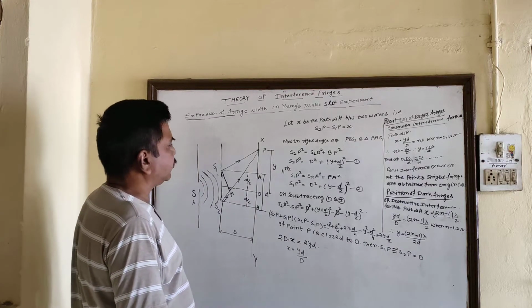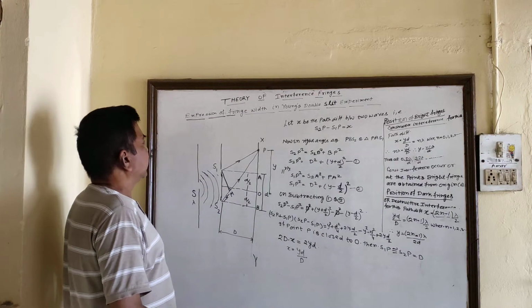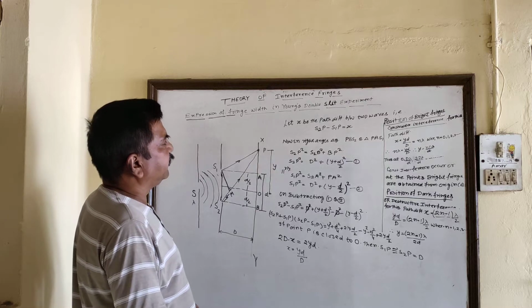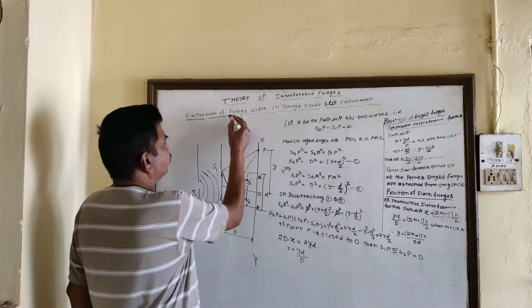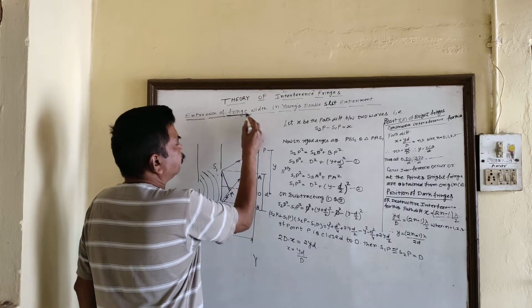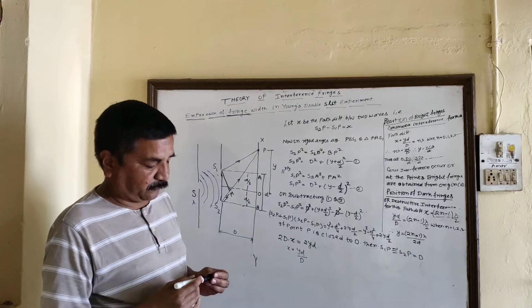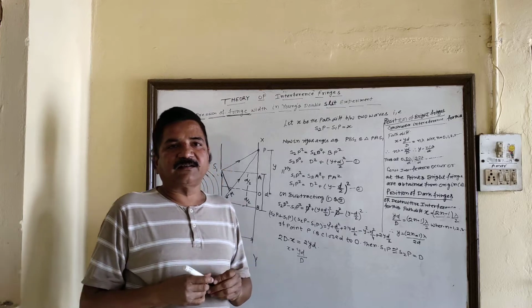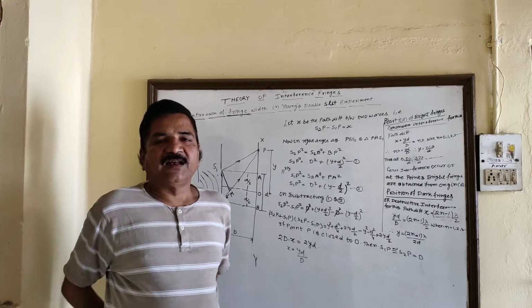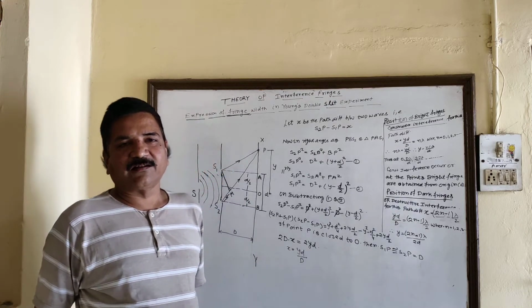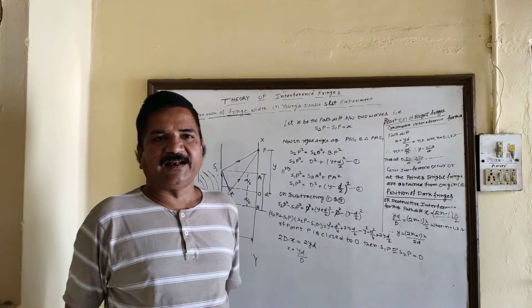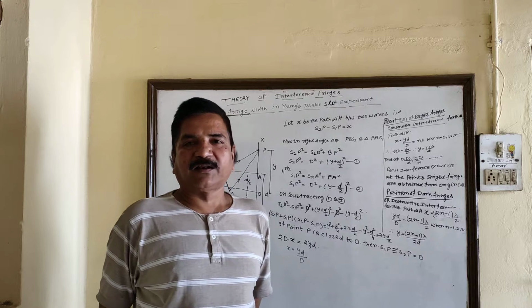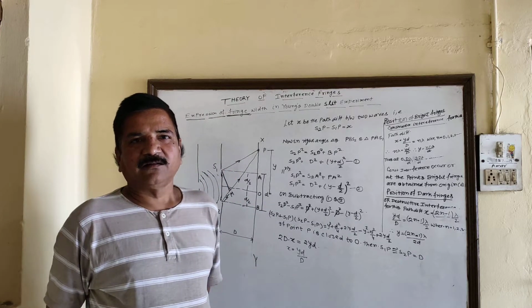Now we will discuss the expression for fringe width in Young's double slit experiment. Fringe, I told you, is formed by the superposition of two waves. When two waves interfere with each other at a point, alternate bright and dark fringes are obtained, and these alternate bright and dark points, which are in the form of circular rings, are known as fringes.